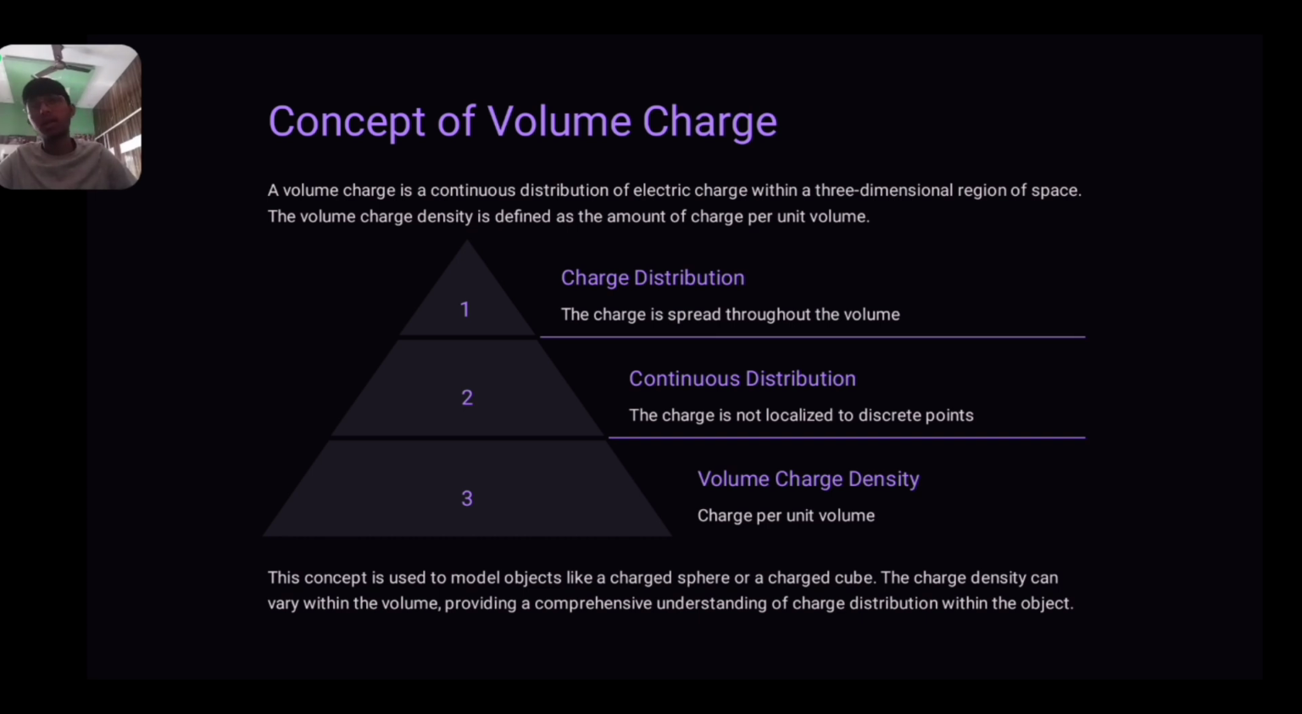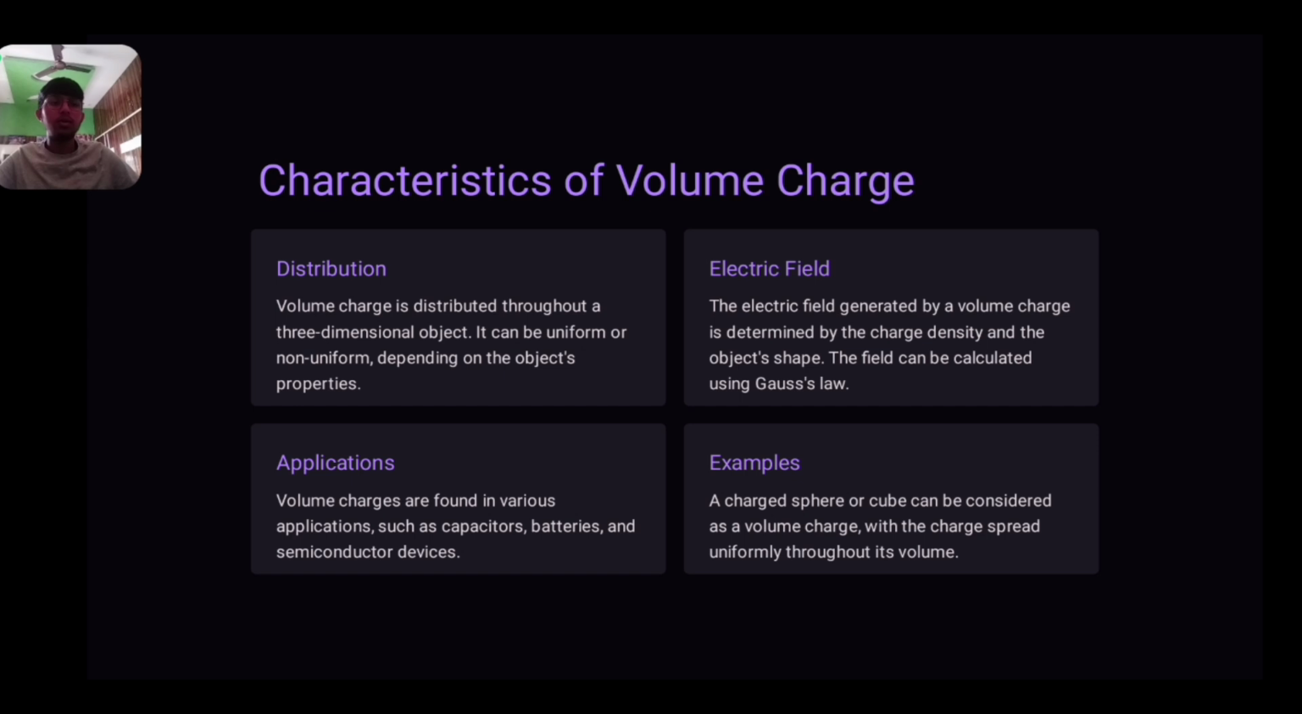Then let us discuss the characteristics of volume charge distribution. Volume charge is distributed throughout a three-dimensional object. It can be uniform or non-uniform depending on the object's properties. Electric field: the electric field generated by a volume charge in objects such as these can be calculated using Gauss's law. Then applications of volume charge. Volume charge can be found in various applications such as capacitors, batteries and semiconductor devices. An example of volume charge is a charged sphere or a cube, which can be considered a volume charge with the charge spread uniformly throughout its volume.